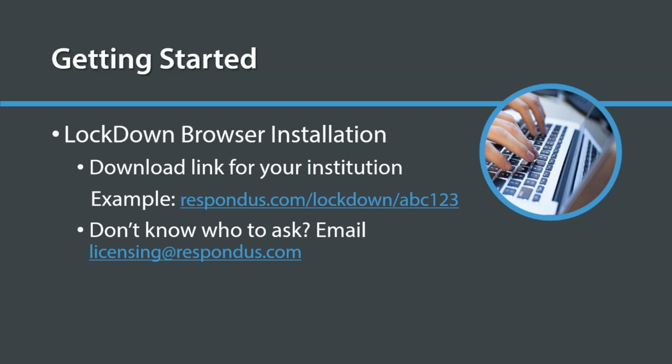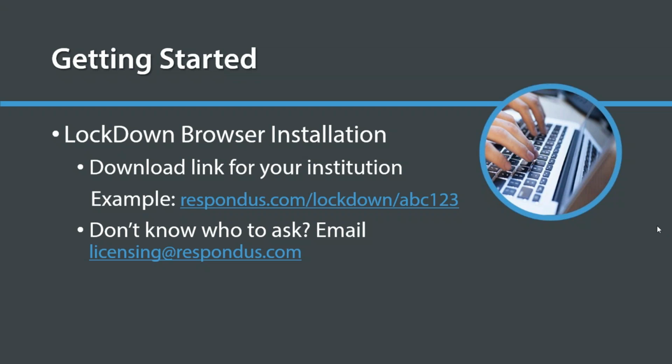Now, if you don't know where to find your LockDown Browser link, I can tell you where to get it, or you can ask your local license administrator. Sometimes that's also your LMS administrator, your Blackboard admin or Canvas admin. If you don't even know who that is, go ahead and email us. We'll point you in the right direction. That's our licensing team who can tell you who to call.